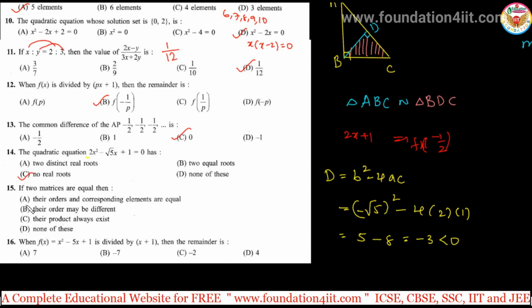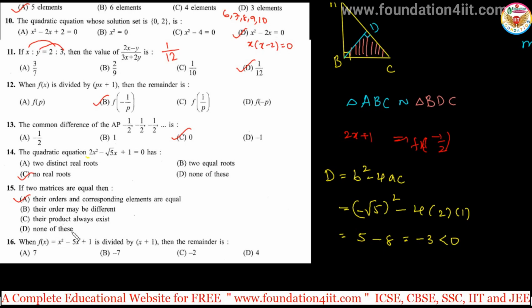You know that if two matrices are equal, then their orders and corresponding elements are equal. Their order may not be different, since their equality requires it. So their orders and the corresponding elements must be equal. Then only two matrices are equal.